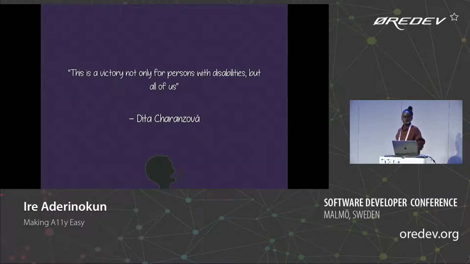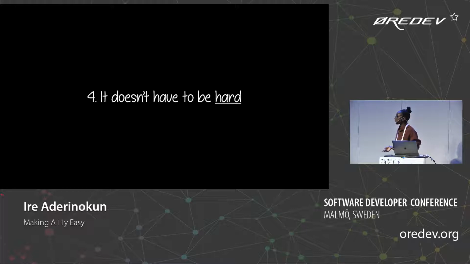And just to reiterate what I said before, making websites more accessible is not just a win for people who need it because they have some form of disability, but it's actually just a win for everybody. So the final reason why accessibility is important is that it really doesn't have to be hard. And that's what I'm going to try and cover as much as possible in this talk, that accessibility can be easy to do.